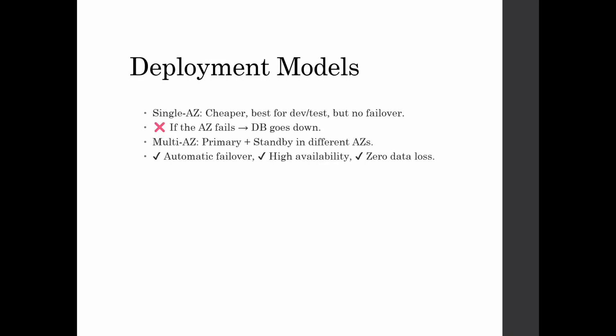Next, we'll see deployment models. First, single AZ. So basically the DB runs in one availability zone, and it is cheaper and best suited for development and testing. It is not highly available, and the risk of an availability zone outage means downtime.